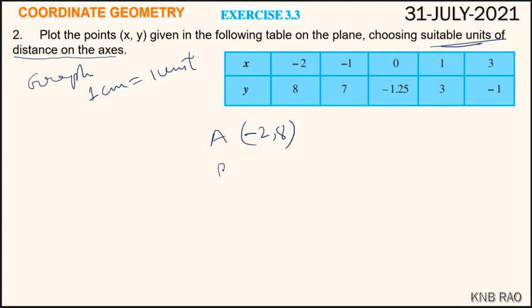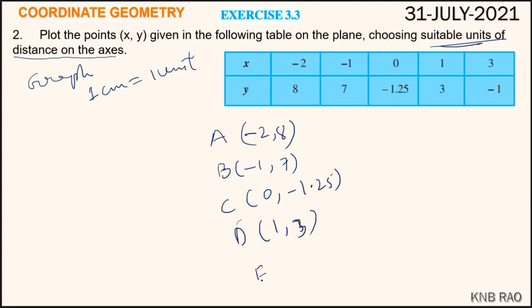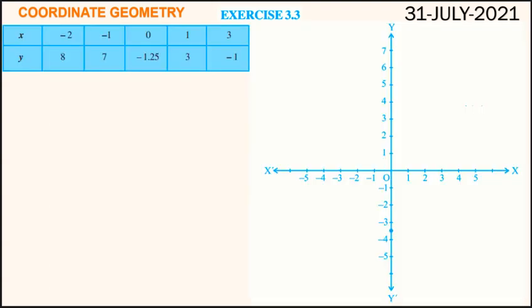So minus 2 comma 8, this ordered pair becomes one of the points. So let us form the points with the help of these ordered pairs. Minus 1 comma 7, 0 comma minus 1.25, 1 comma 3 and 3 comma minus 1. So we have formed the points. Now we need to go for plotting them on the Cartesian plane. Let us go for that.